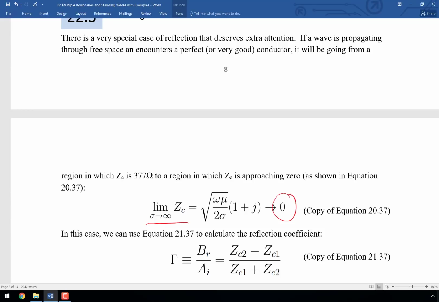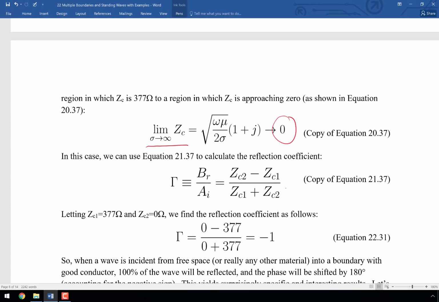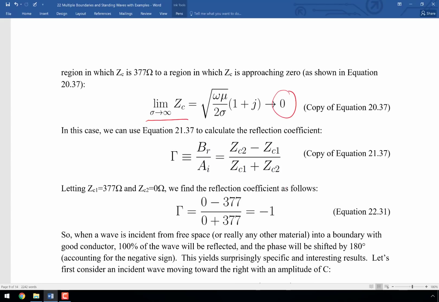So the characteristic impedance of a piece of metal is going to be equal to 0. So what we find then is we can calculate the reflection coefficient, and we had the equation 21.37. We've become accustomed to doing these calculations in terms of the relative dielectric constant, but here we can do it in terms of the characteristic impedance as well. We find that Z sub C2, which is the metal, is going to have a characteristic impedance of 0, so that's going to appear here and here.